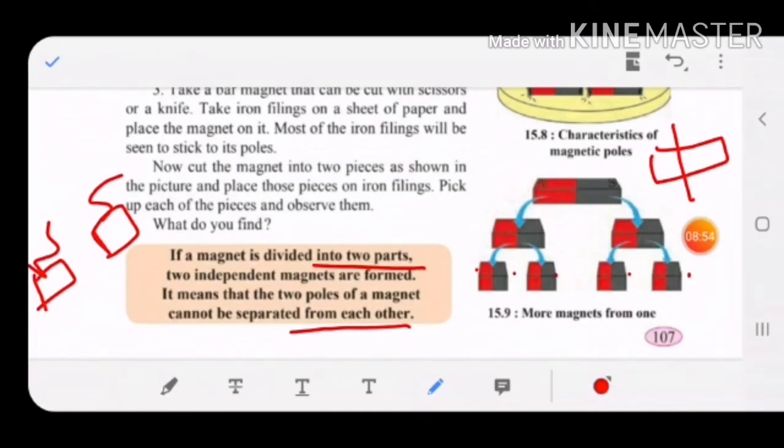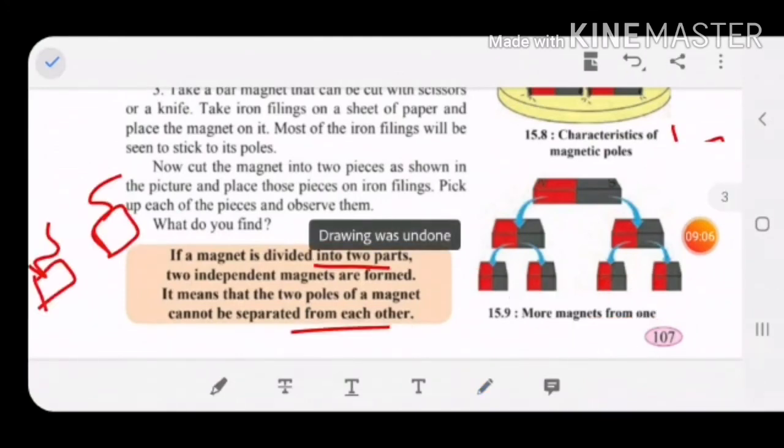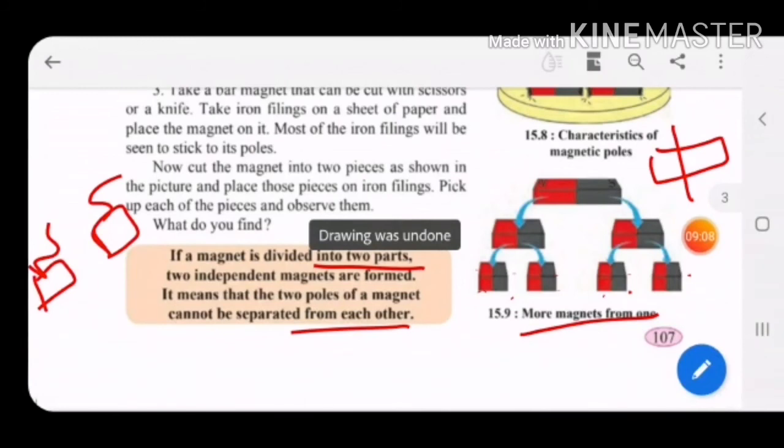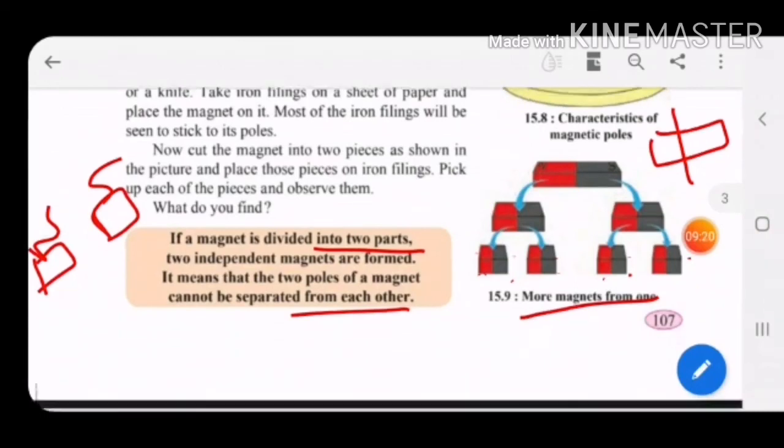Though you go on dividing the magnet, and more magnets are formed from one, you will always get two poles in each magnet. That means the two poles of a magnet cannot be separated. This is proved in the third characteristic. What does the third characteristic say? If a magnet is divided into two parts, two independent magnets will form, and in those two magnets you will again get two poles separately, a north pole and a south pole. That means we cannot separate the poles from each other.